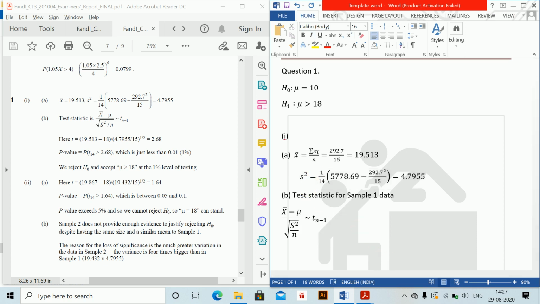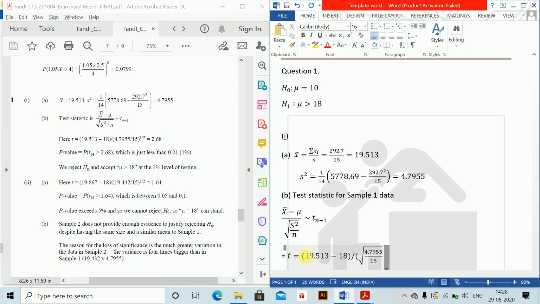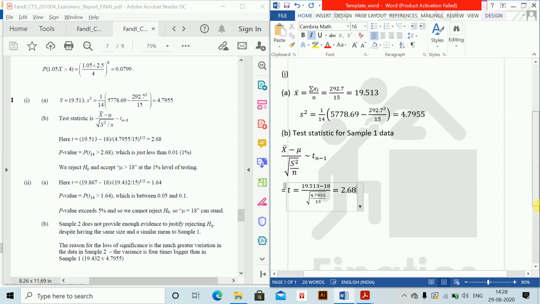Next line, we have our values, therefore the test statistic is equal to (19.513 minus 18) divided by the square root of (4.7955 divided by 15). So this is the value, from which you get 2.68.